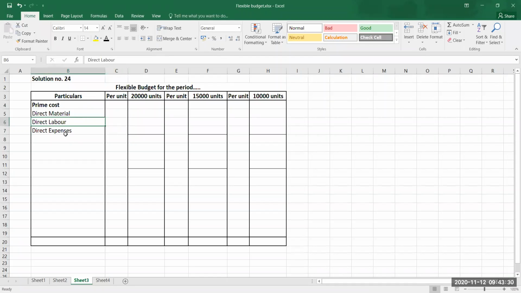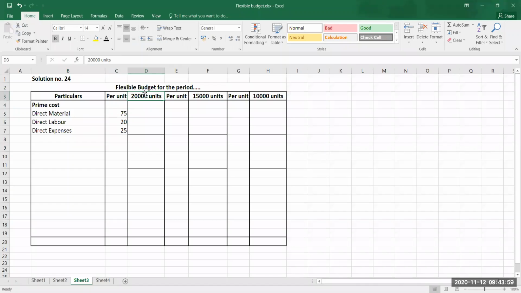Then you have direct material, direct labor, and direct expenses. So just write the number of units of each material. So you have material as 75, labor as 20 rupees, and direct expenses as 25. So for expenses, if you are producing 1 unit, what will be the expenses? The cost of the expenses will be rupees 25, and labor will be 20 rupees, and material will be 75 if you are producing 1 unit.